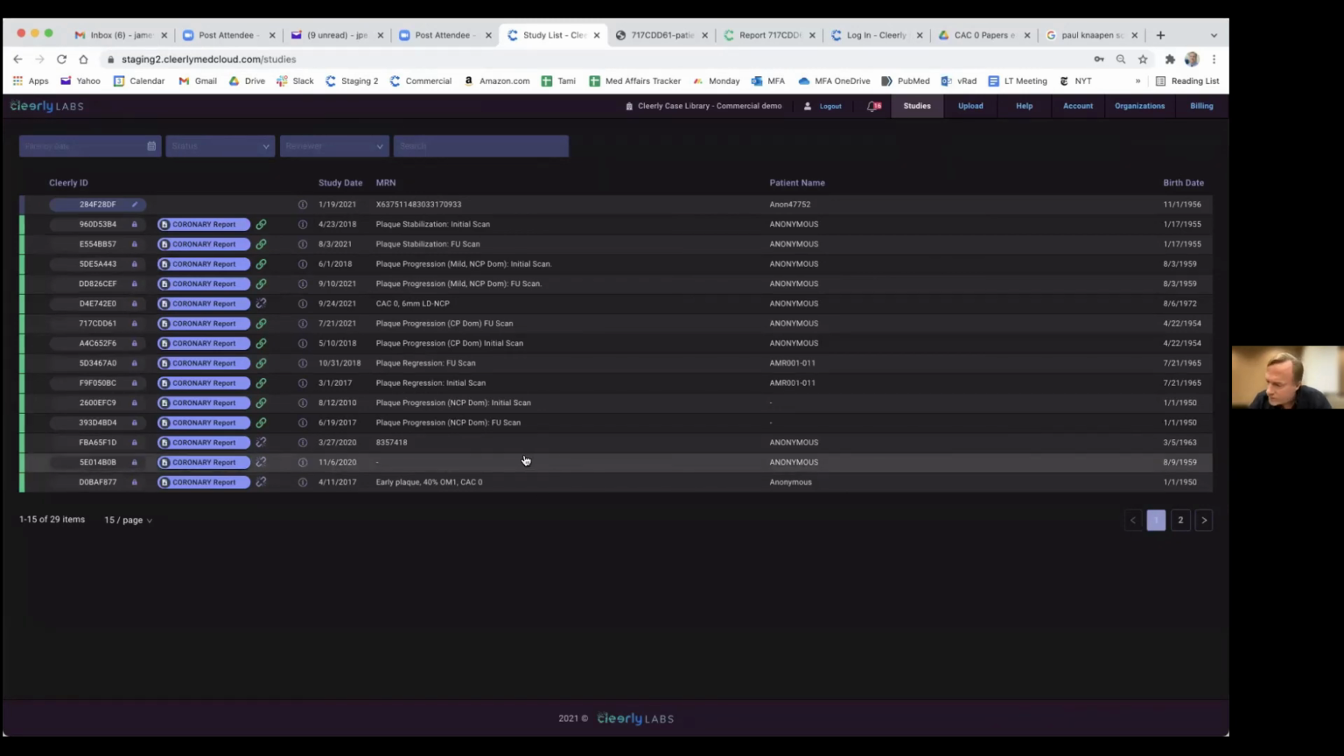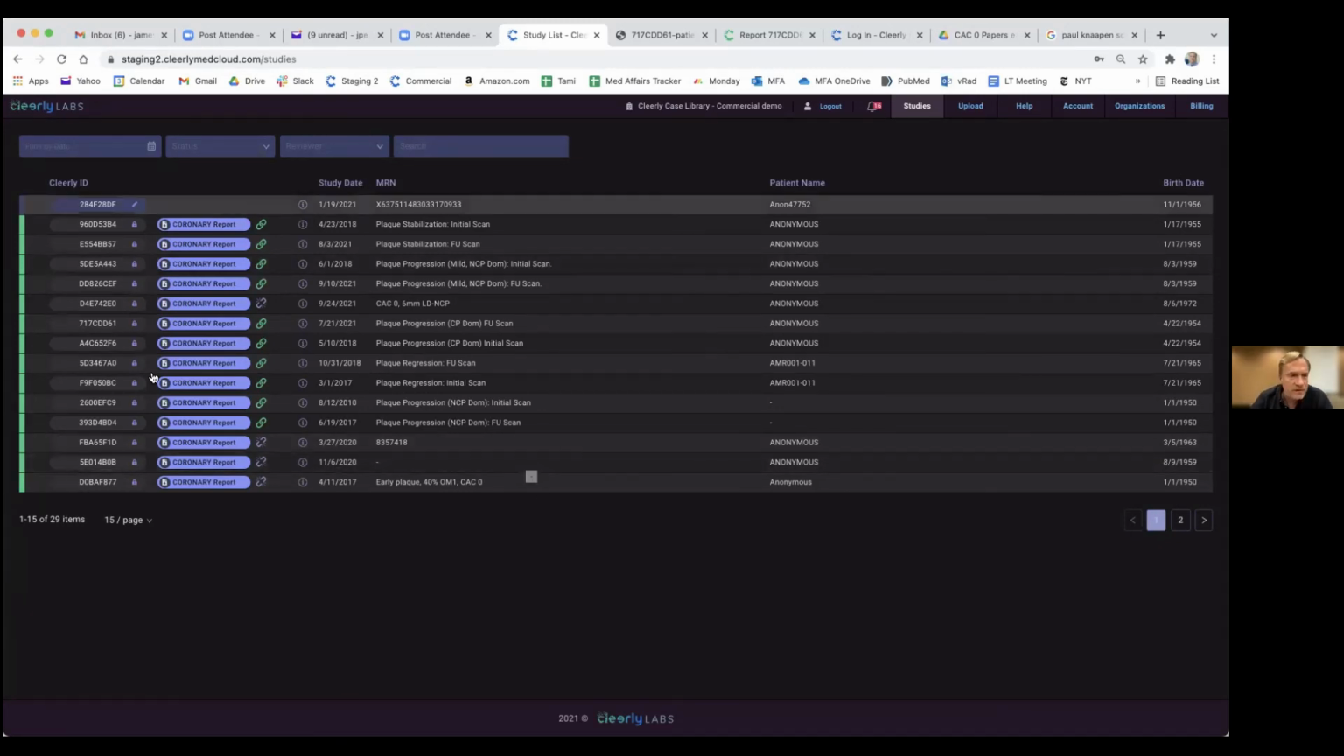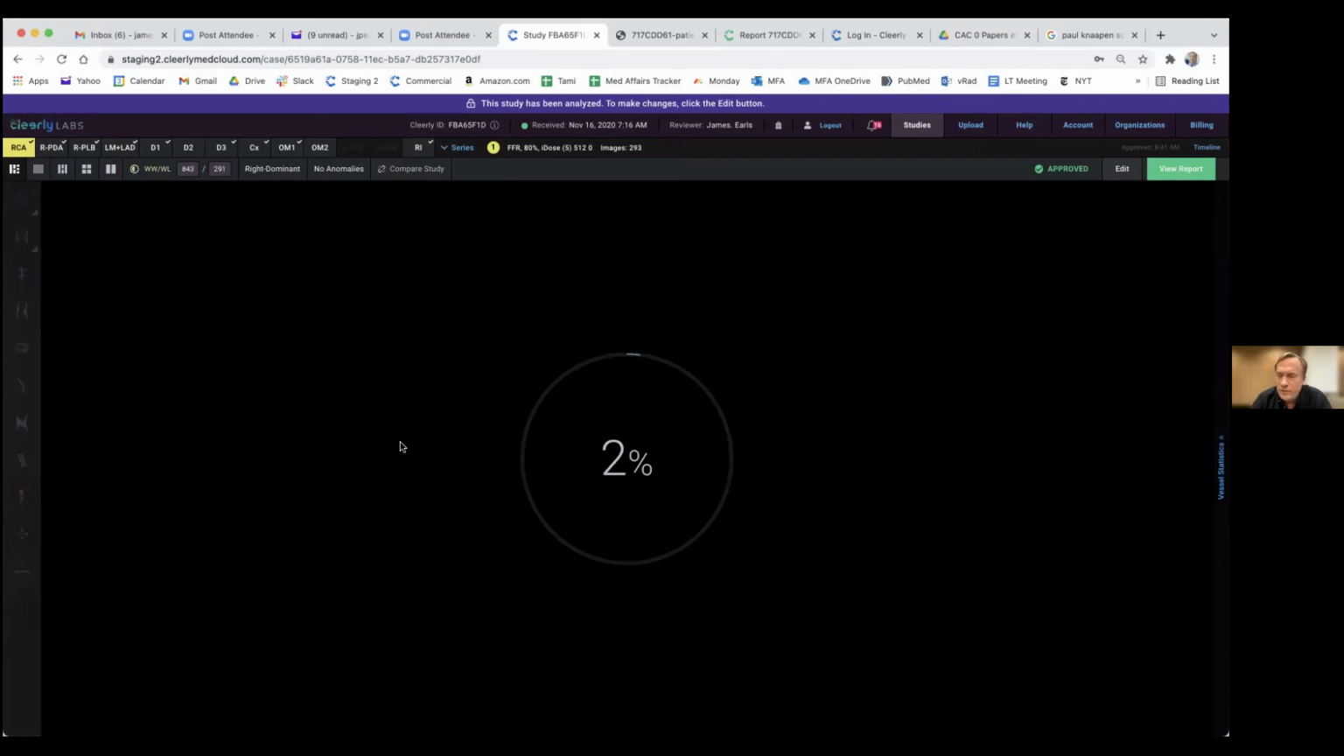We'll take a look at another case here. This would be FBA65. It's the third one from the bottom down here. This is a patient really with a profound amount of plaque. It's a little bit of an unusual case in that the amount of non-calcified plaque here is really at the highest percentile in terms of studies that we routinely see.